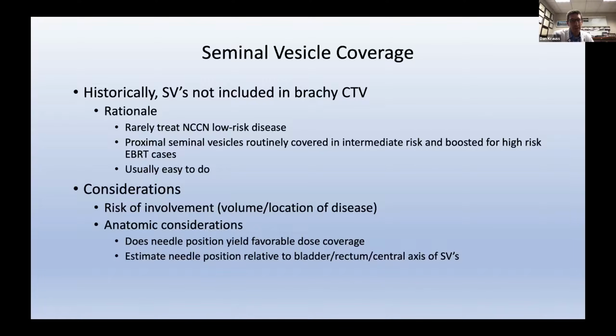Considerations when you're doing it, what's the risk of involvement? If you have high volume aggressive disease at the base, yeah, I'm going to do it. If you have low volume non-aggressive disease that's only at the apex, it may not be worth it. There's also the anatomic considerations. Does the position, the axis of your posterior needles yield favorable dose coverage? And is it going to increase your dose to your bladder or your rectum?